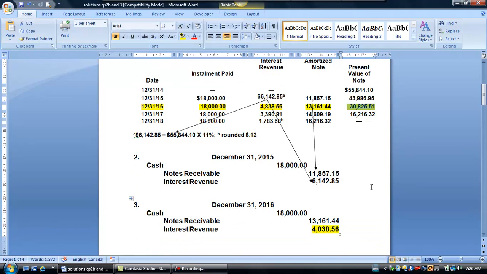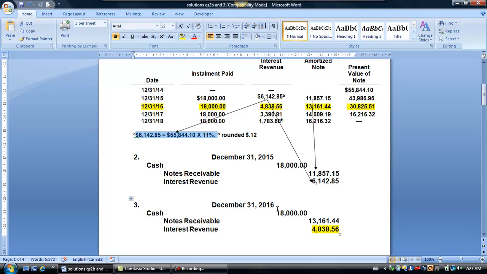So therefore, if we look at the journal entries, we can see that for 2015, our $18,000 payment is taken in by Zhang as a debit to cash. We're going to credit or reduce the note receivable by the amount of principal being paid down within the $18,000 payment, and we're also going to book interest revenue, based on the difference between the cash paid and the amount of the note being amortized, and that's going to give us $6,142.85. Again, we get this number by multiplying the present value to open the period of that note by 11%. So we have that calculation for you right here.